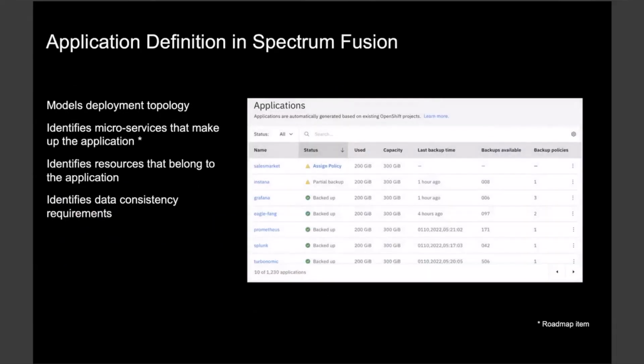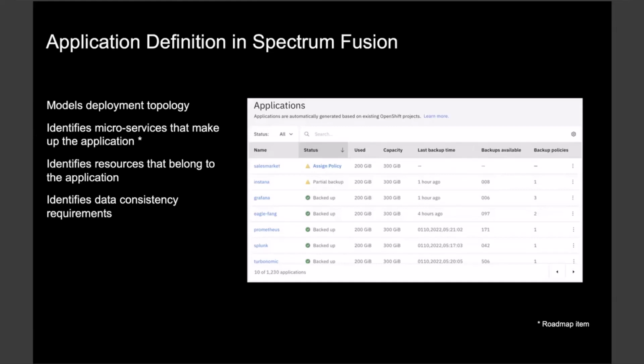We have talked about applications moving to Kubernetes. So we wanted to make an application the very central concept in Spectrum Fusion. The very first thing that you would do in Fusion is define what an application is. So what are the microservices that make up an application? What are the resources that belong to that application? What are the data consistency requirements for that application? So step number one is you figure out what an application is.